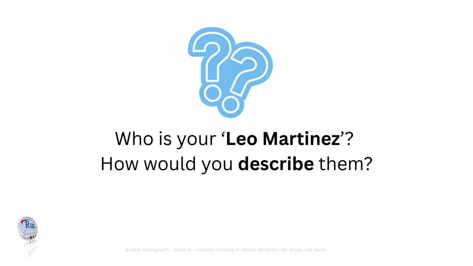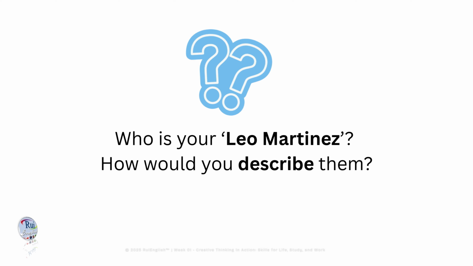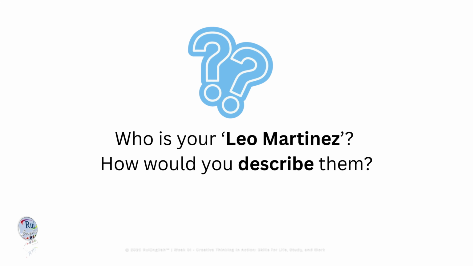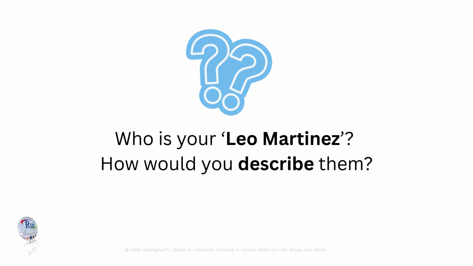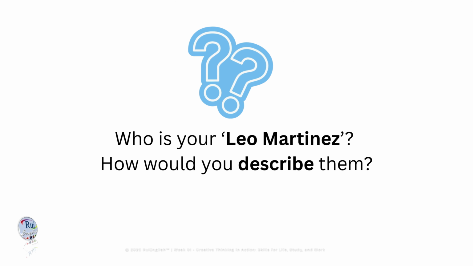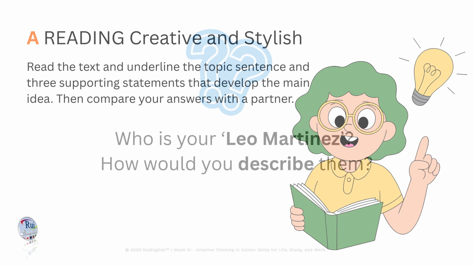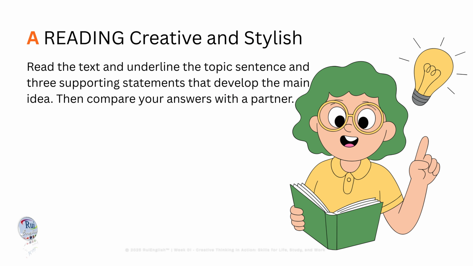And I want to leave you with a challenge. Think about the Leo Martinez in your life. You know, that one person who just marches to the beat of their own drum. How could you describe them using the tools we talked about today? How could you use "while," or "unlike," or "except for" to really capture what makes them them? Give it a shot. I think you'll be amazed at how much your words can pop.